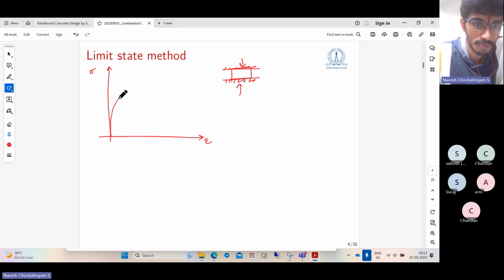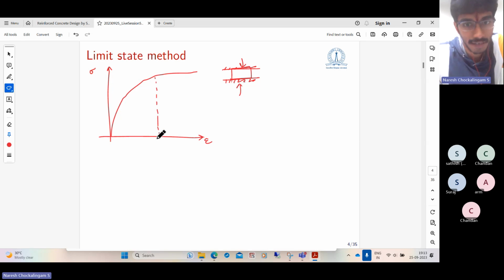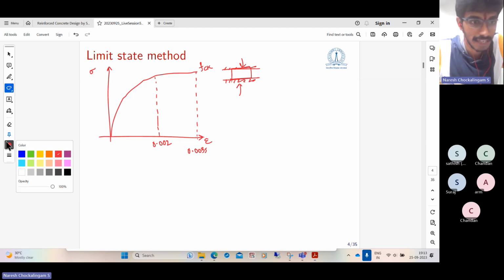So the cube strength is what we call fck. The parabola extends up to a compressive strain of 0.002, and the ultimate compressive strain of concrete under compression for flexural applications is taken as 0.0035. So this is the characteristic cube strength. You all know what the characteristic strength is. It is not the strength that is not exceeded; it is the strength below which not more than 5% of the samples fall. So that is the characteristic cube strength.